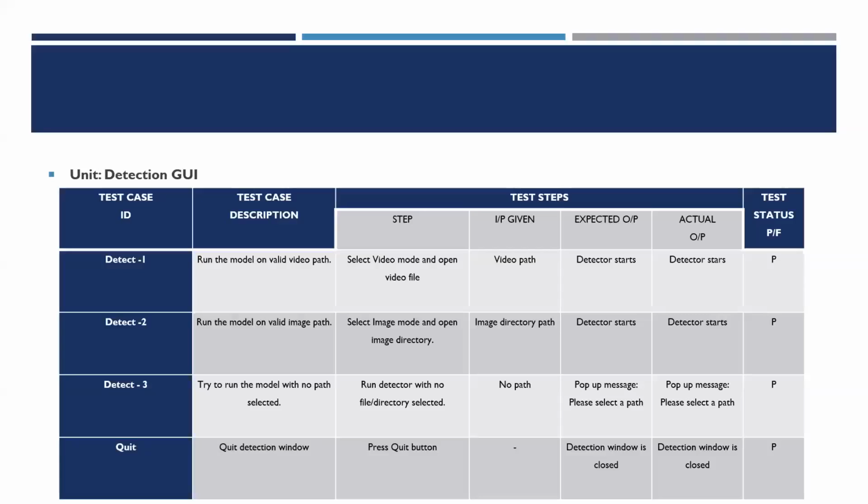In the third test case, we don't give any path, so there will be no path selected. So the input given will be no path. The GUI will pop up a message that says please select the path. The actual output is the same. Then the test case is passed. Last, we quit the detection window. So we press the quit window. Expected output is that the window will be closed. This test case is also passed.